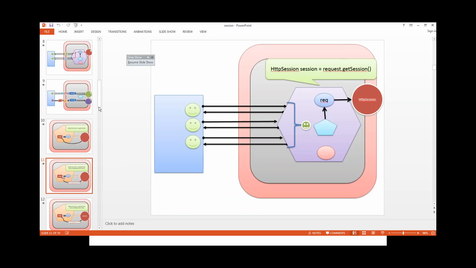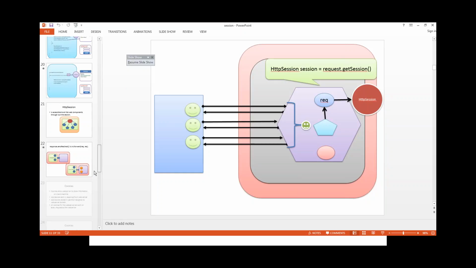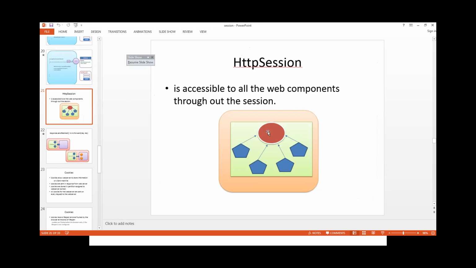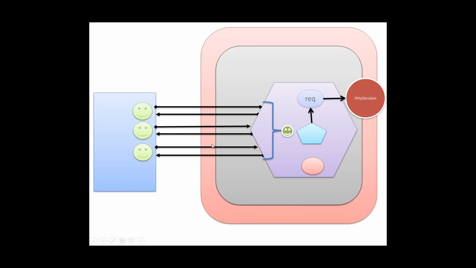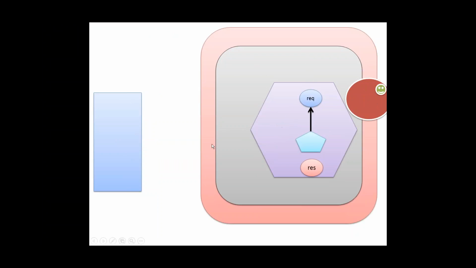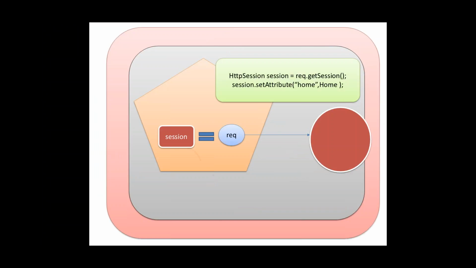So I think this figure will help you understand. And all these figures are available over here. Once you create this session object, it is accessible to all the components. You don't have to pass it. Whereas your request and response objects are available to the particular component, that specific servlet or JSP. You don't get it elsewhere.